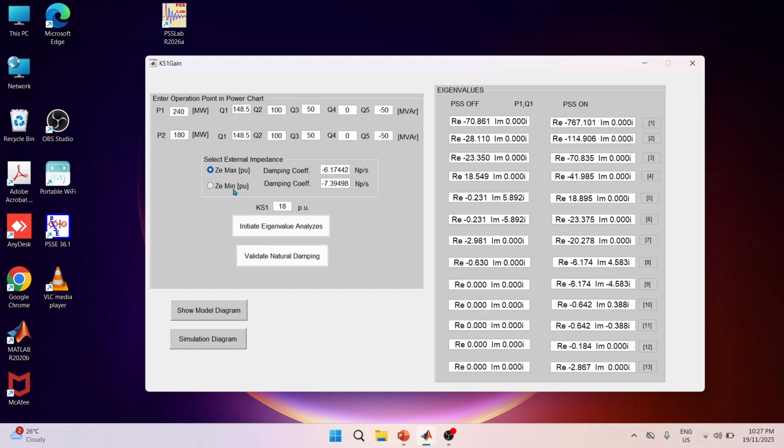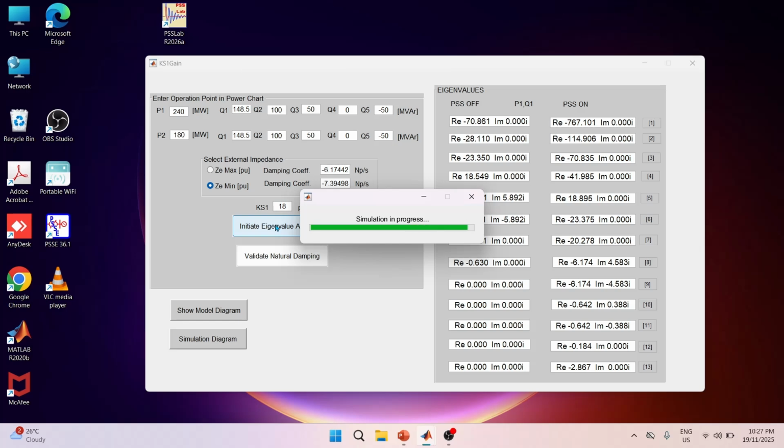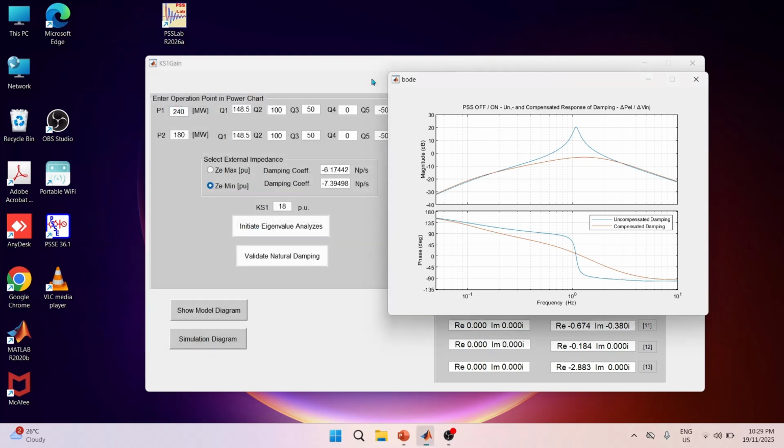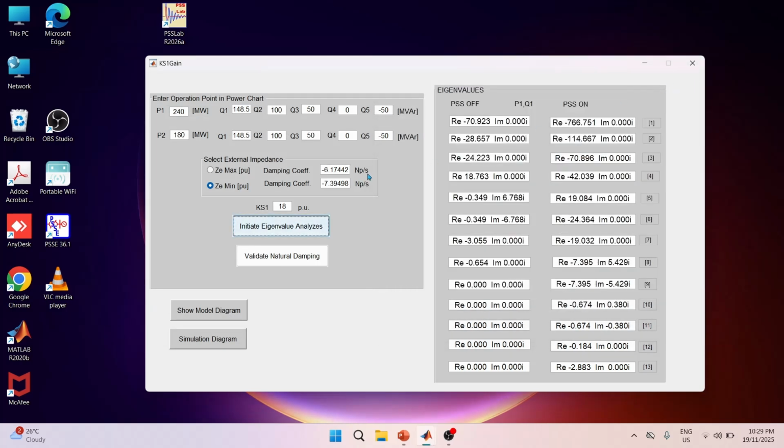Indeed, we can also initiate the eigenvalue analysis for minimum grid impedance. And again, the simulation results pop up on the screen for the initial response in time domain and for the damping in frequency domain. So the values are minus 6.17 Neper per second for the maximum grid impedance and minus 7.39 Neper per second for the minimum grid impedance.